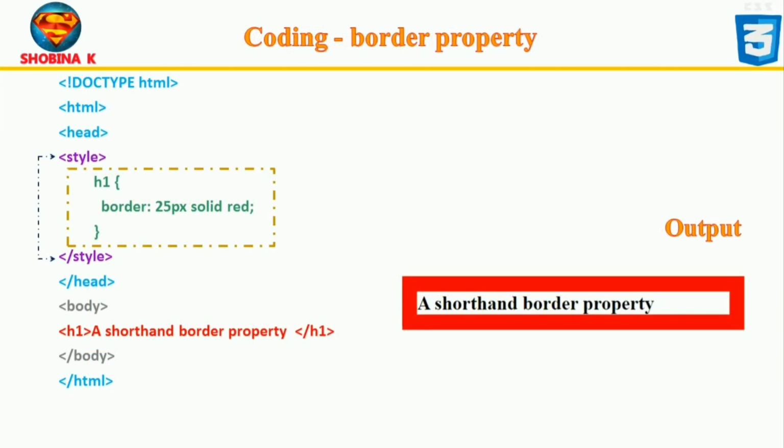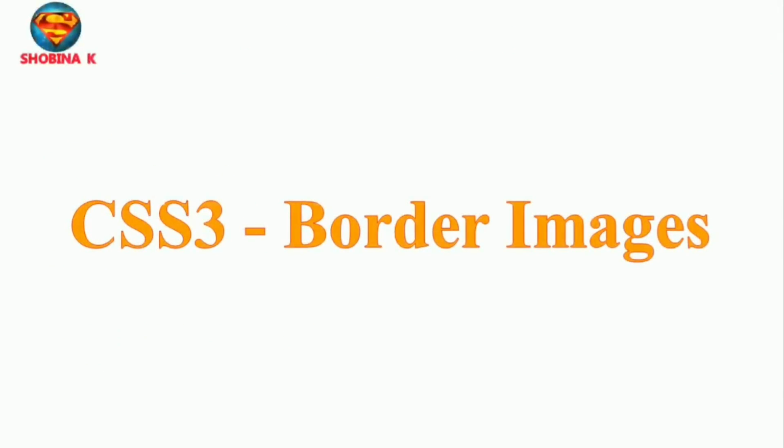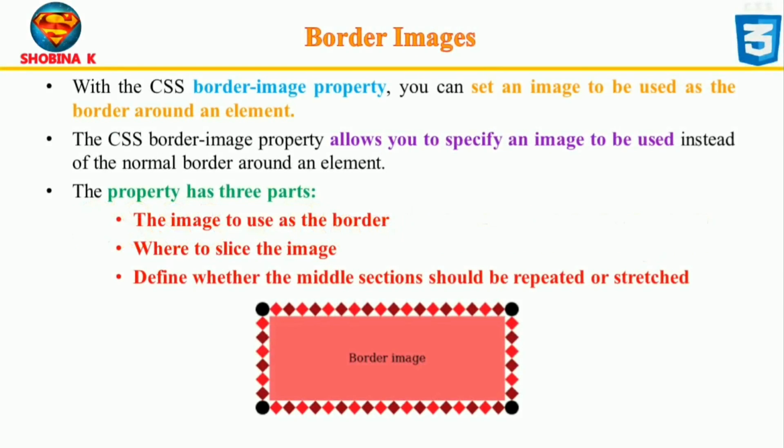In this example, we have set all the properties at once using the border shorthand property. You don't have to use only a stroke-based border in CSS. You can also use any type of image as a border. With the CSS border image property, you can specify an image to be used instead of a normal border around an element. This property has three parts: the image to be used as a border, where to slice the image, and whether the middle section should be repeated or stretched.